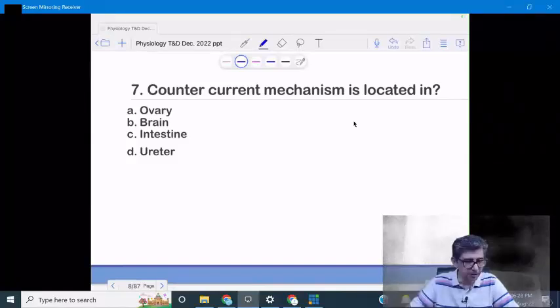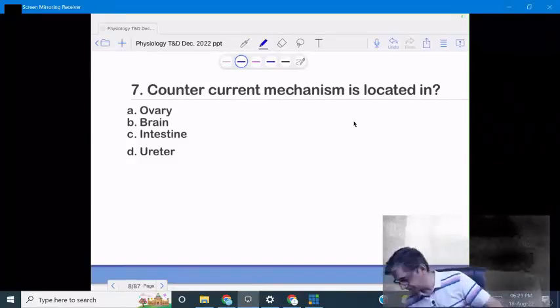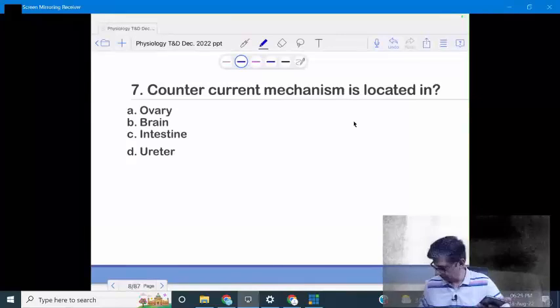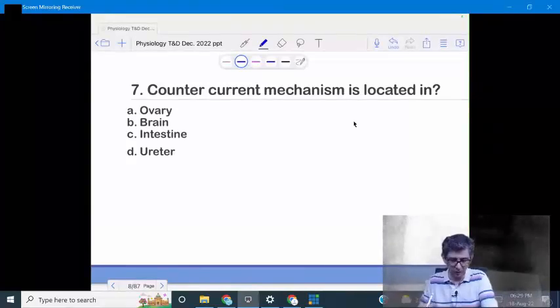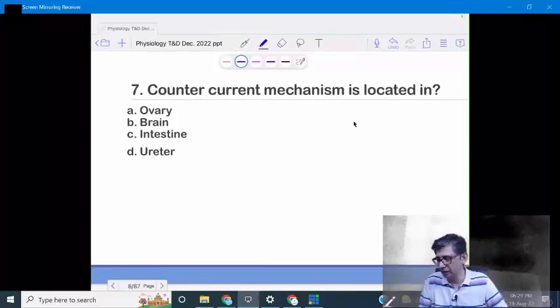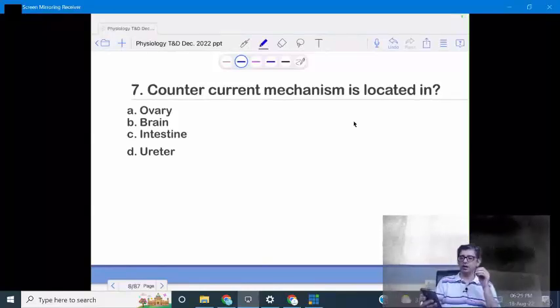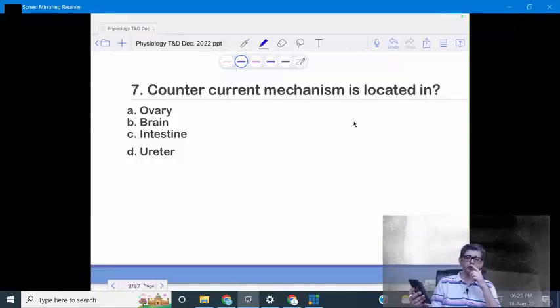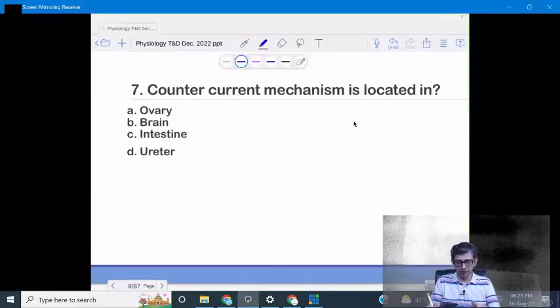Yes. Okay, very good, very good. So you are well read. Traditionally, they will ask you about countercurrent mechanism with respect to the kidney, but I thought that because you would be able to answer that kidney part very easily, I decided to change the options and did not include kidney. The correct answer is yes, the intestine.